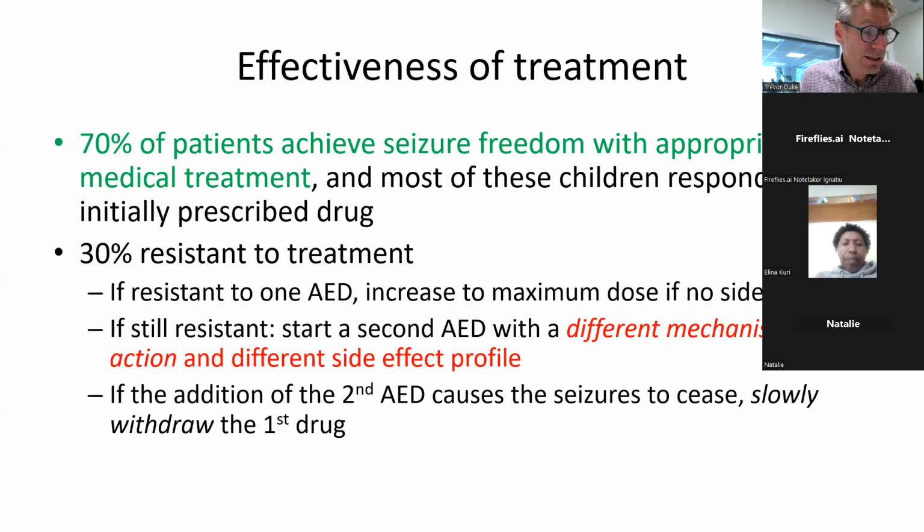And usually, most children can be managed with monotherapy. That is one drug. And so when you add the second drug, and their seizures cease, then you should slowly withdraw the first drug. You don't rapidly, abruptly stop an anti-epileptic medication. You generally slowly withdraw it over about a month, so that you can then measure what's happening to the child's seizures.